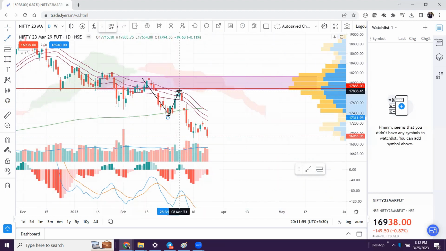And you can see exactly from this point price reversed, because this is a high volume node and this acts as a resistance.